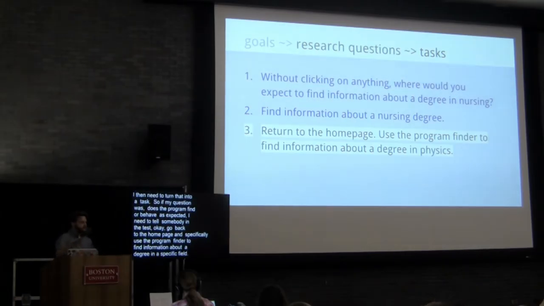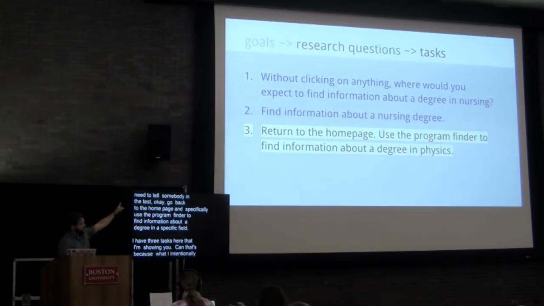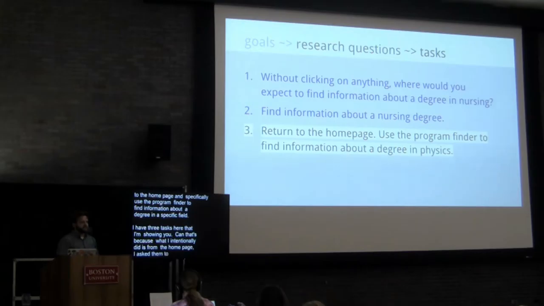I have three tasks here that I'm showing you, and that's because what I intentionally did is from the home page, I asked them to find information about a specific program. In this case, it's nursing, because I want to find out their preference first. I want them to either use the menu, use the program finder, or go anywhere they want in the site to find this information. So I leave it open-ended first.